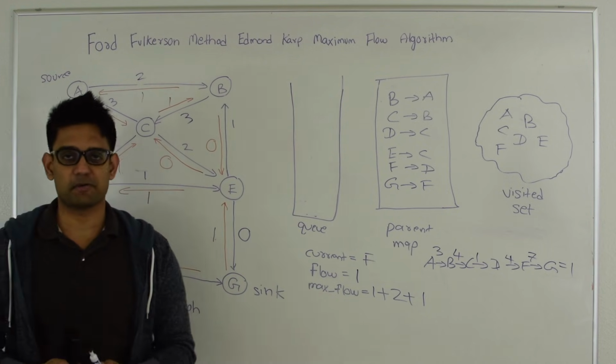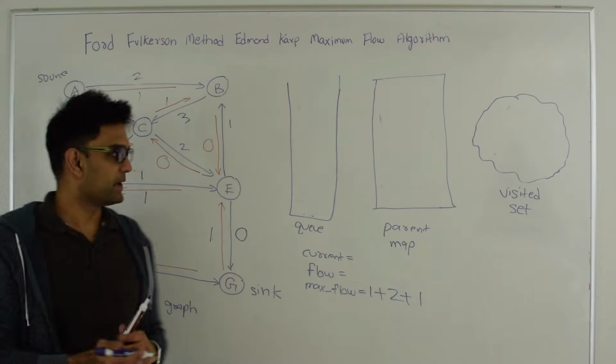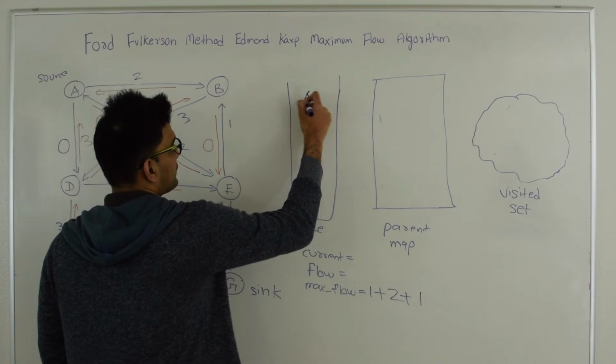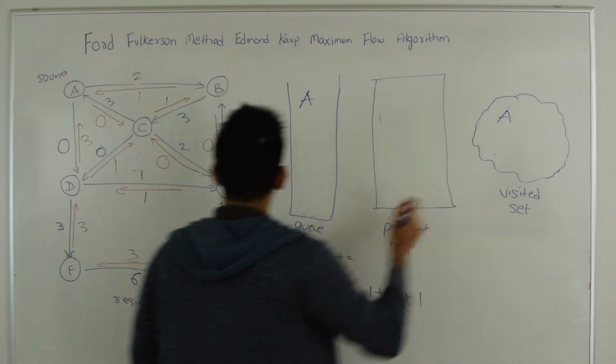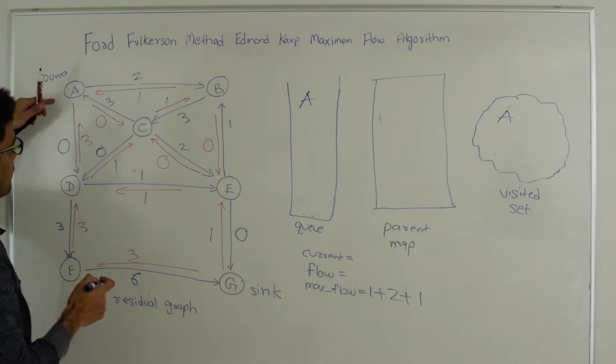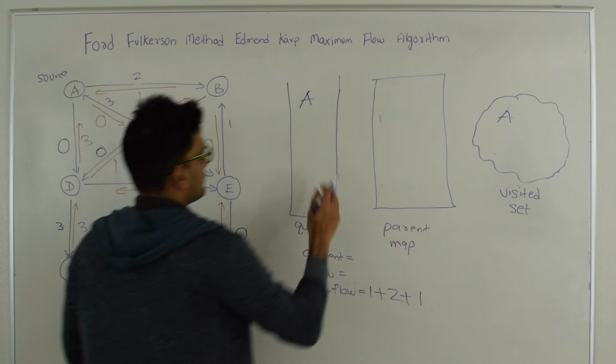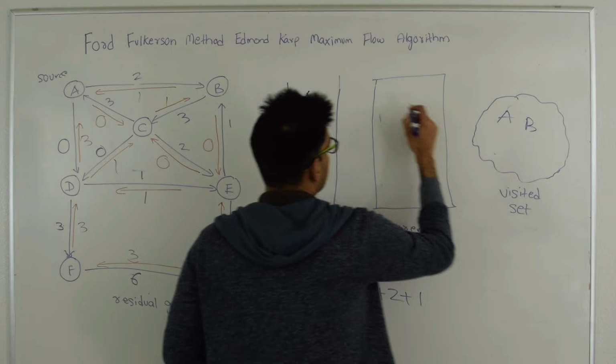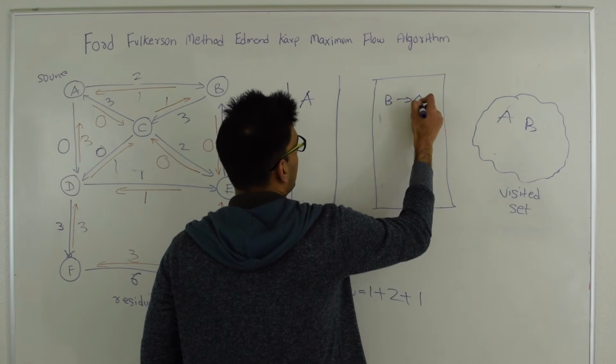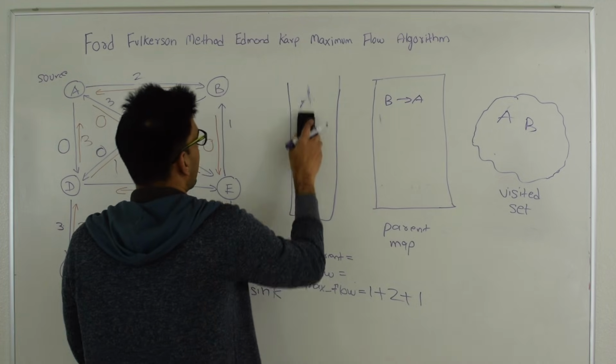There is one more augmenting path. Let's find that quickly, again repeating the process. A goes into the queue and A goes into visited. So let's look for the neighbors of A which are not visited and have residual capacity. So we just have B. So we add B to visited, say that B got introduced by A, and add B to the queue.